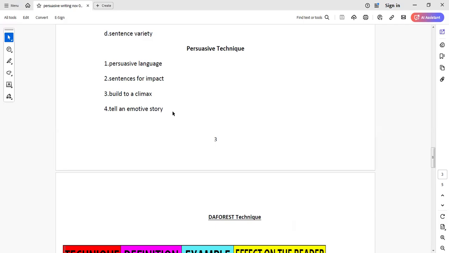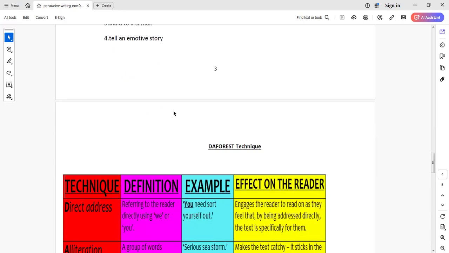We are your sons and daughters. Don't leave us. This type of language is very, very important. Rhetorical question, rhetorical question, and emotive language. You stress the heart of the person. In persuasive writing, you are not addressing the mind. You are addressing the heart. When you are addressing the heart, you should use emotive language.